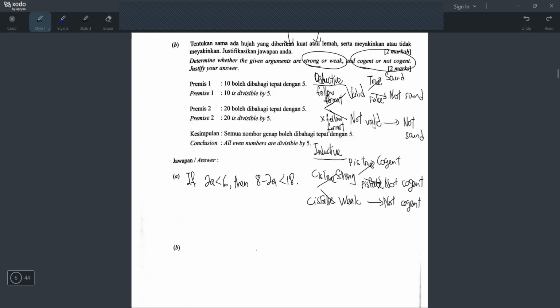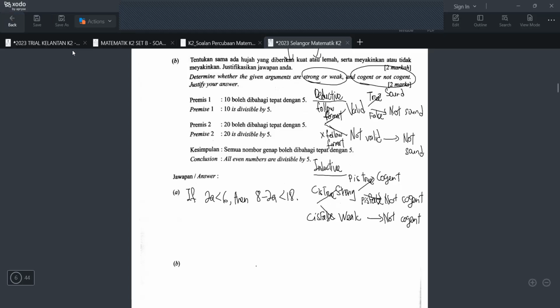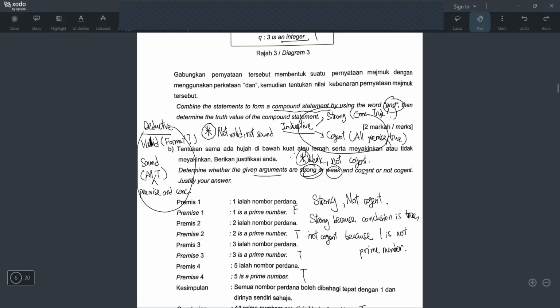I know if you look at your textbook, there is one example where they made a not valid sound. I forgot if it's not valid sound or weak cogent, but it's wrong. The textbook is wrong, right? And when I made the video on my Kelantan, I said the same thing as well. I explained the same thing as well, right?